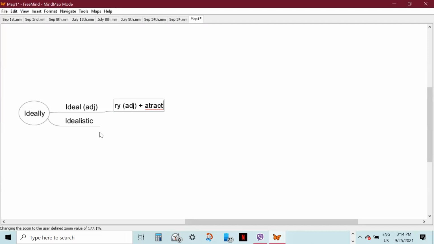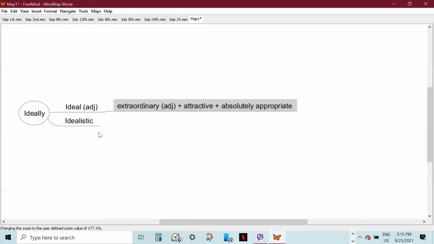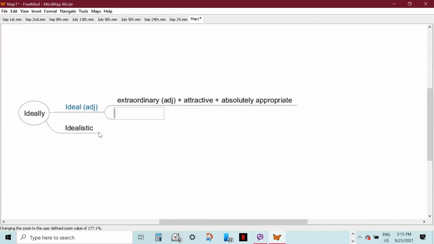And it is very attractive, and one more thing, it is absolutely appropriate for you. Ideal right here. For example, I can say an ideal friend. If you have an ideal friend, that kind of friend perfectly matches your personality.